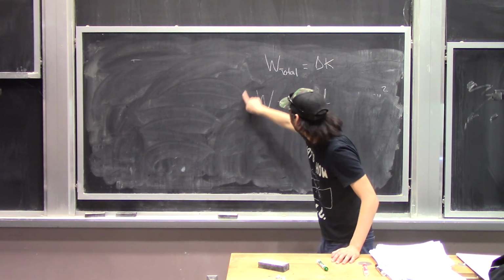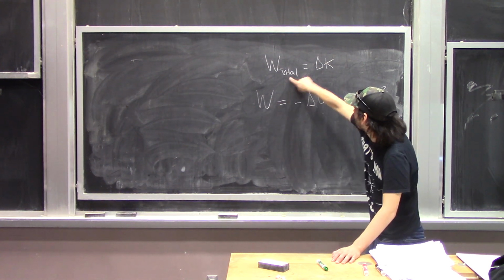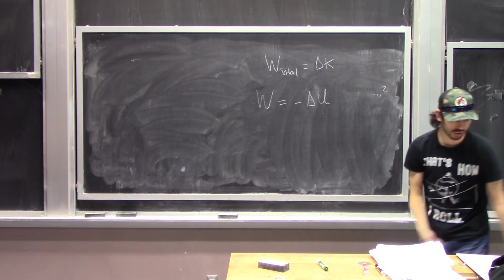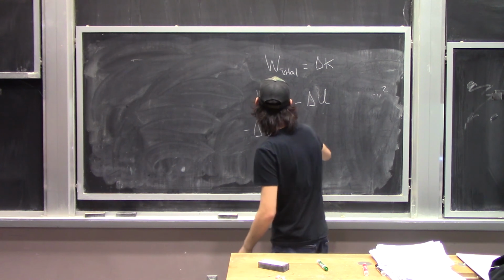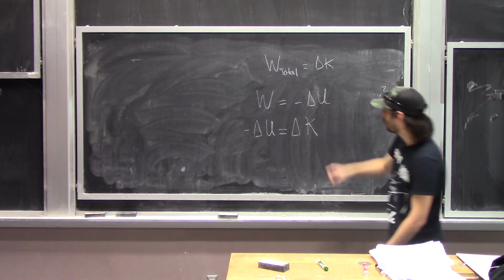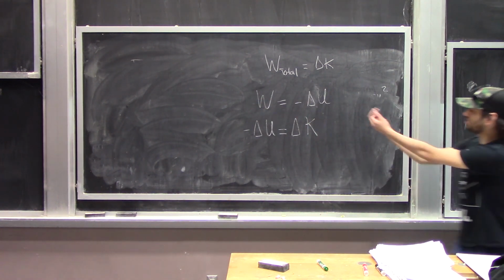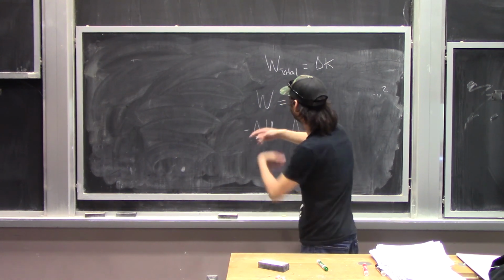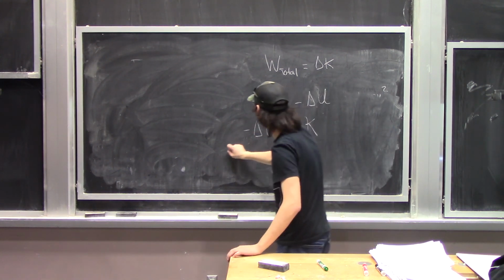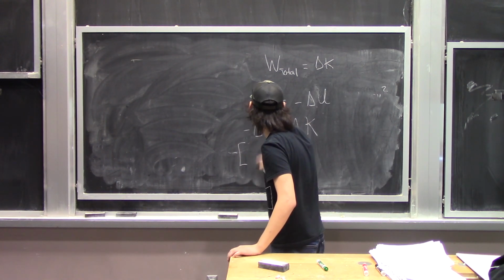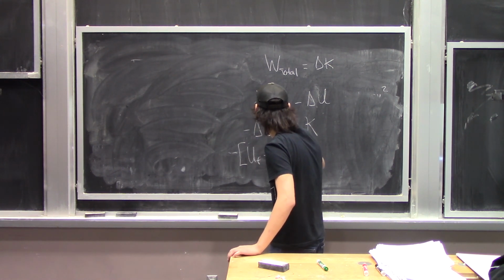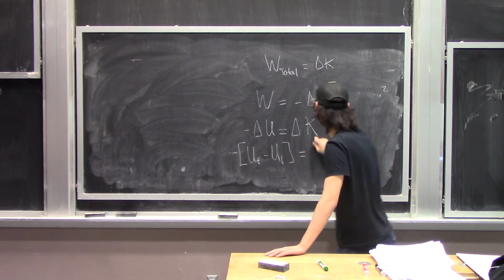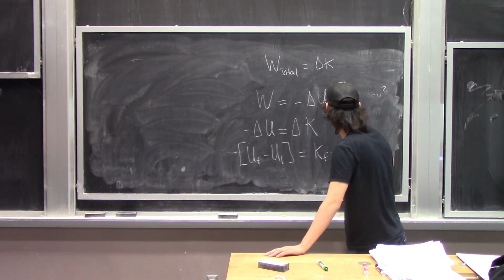And so what we can do here is we can take this and plug it in here. If all of the forces are conservative forces, then the negative change in potential energy is equal to the change in kinetic energy. Now let's expand this out in terms of our initial state and our final state. So this is going to be negative (UF minus UI) is equal to KF minus KI.